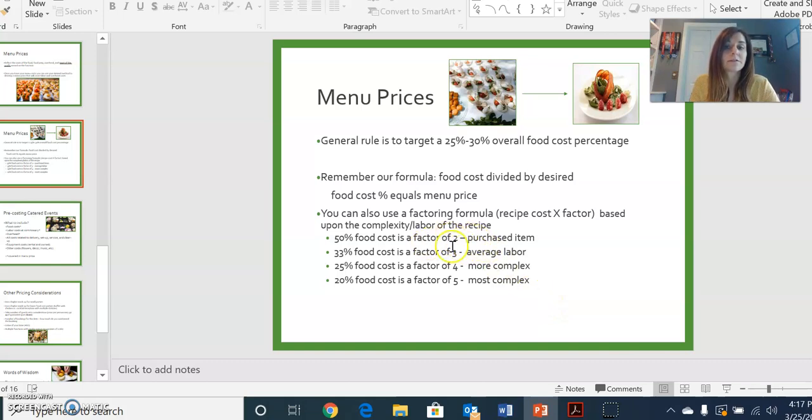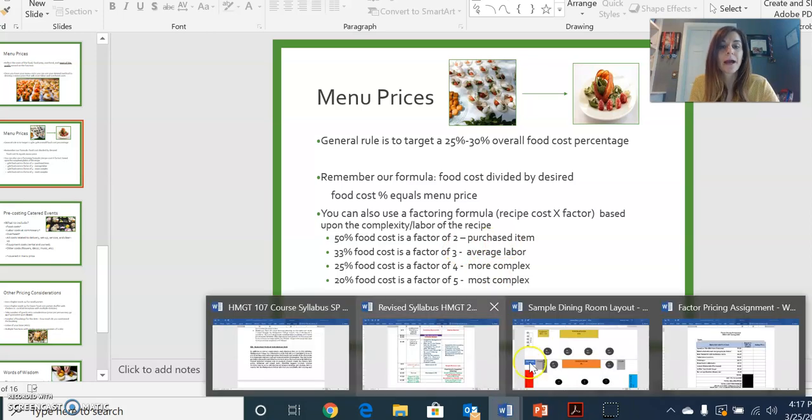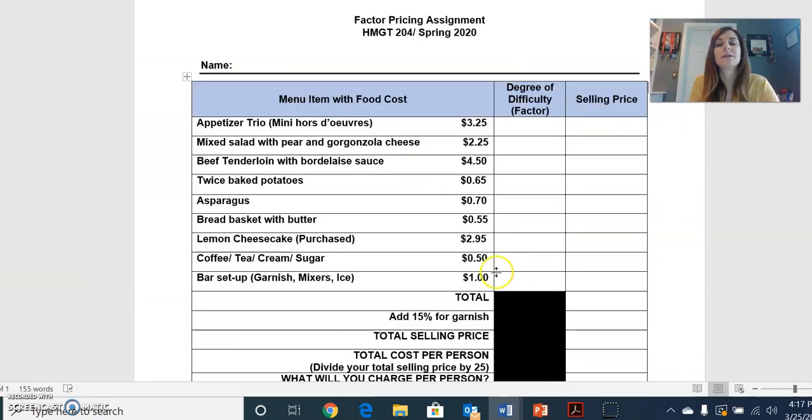So let's take a look at the first one. So the factor of 2, that's a purchased item. There's an actual item on this, what I did for you guys right here, lemon cheesecake. That's a purchased item. I already tell you that. So you know that it should most likely be a factor of 2. So what you would do is you would put 2 right here. You would multiply 295 by 2, and that's how you would get your selling price, your menu price that you would be charging. That's going to help you set the menu price.